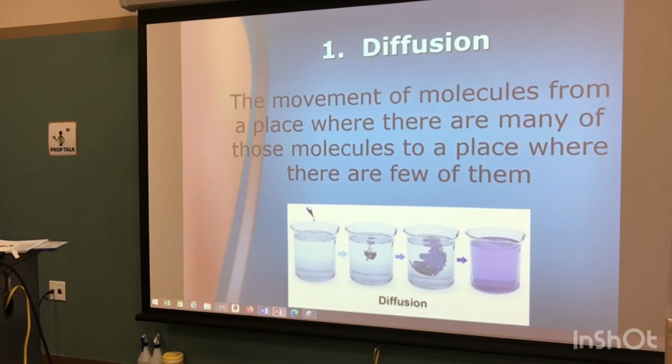Now, what I'm going to do here in just a moment is show you on a molecular or atomic level what that looks like. So what does diffusion look like when we're talking about atoms?